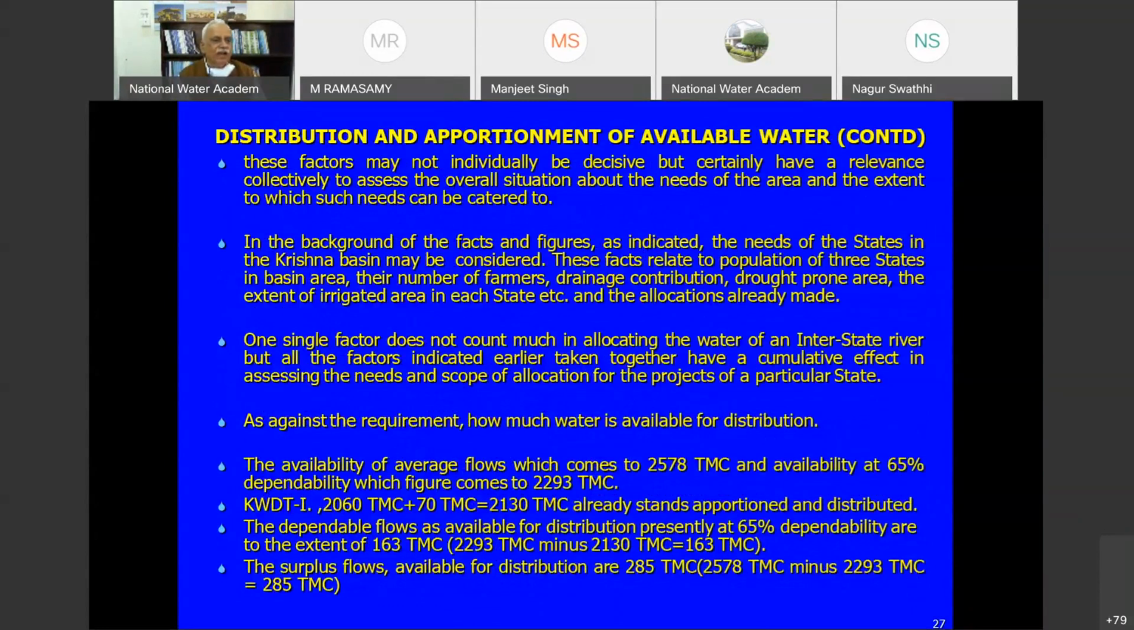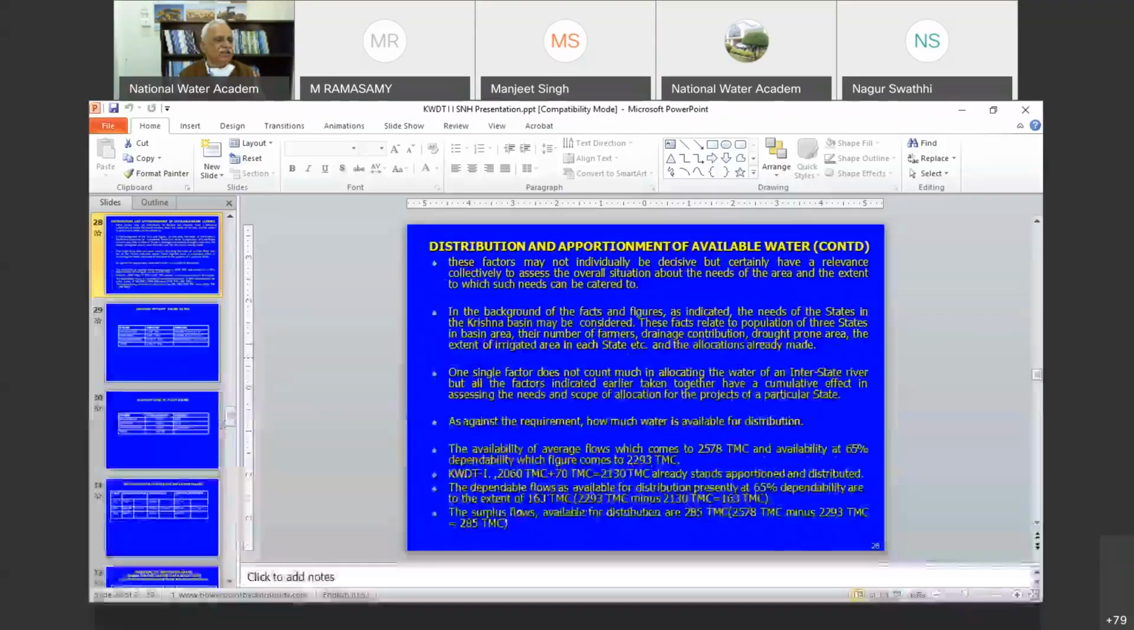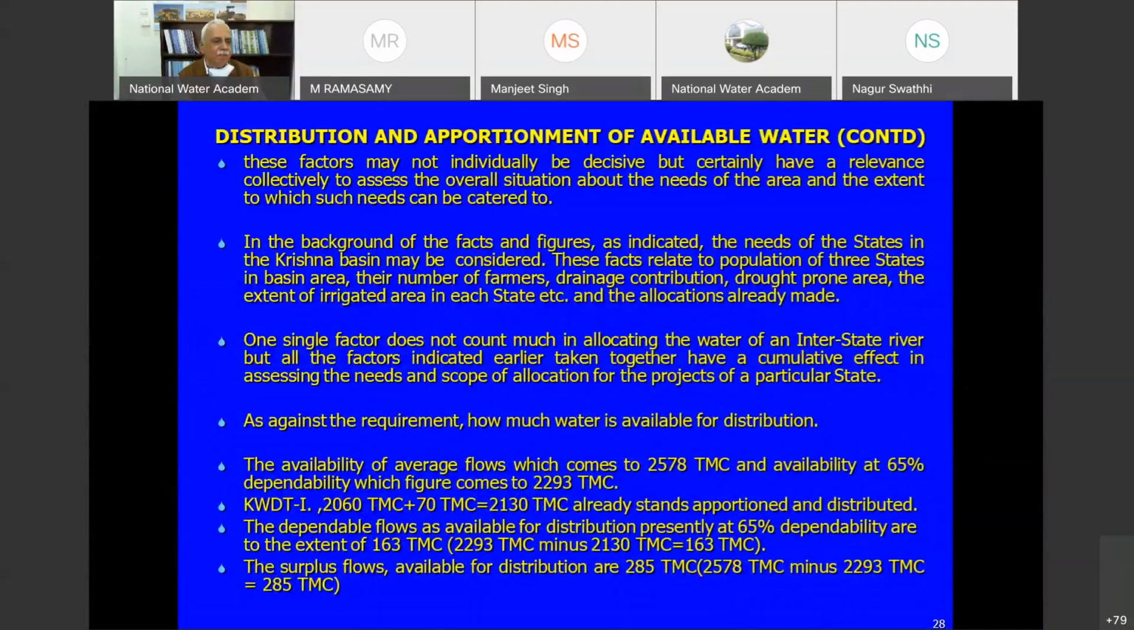These factors may not individually be decisive, but certainly have a relevance collectively to assess the overall situation about the needs of the area and the extent to which such needs can be catered. Against the background of the facts and figures as indicated, the needs of the states in the Krishna basin may be considered. These facts relate to population of 3 states in basin area, their drainage contribution, drought prone area in each state, etc., and the allocations already made.